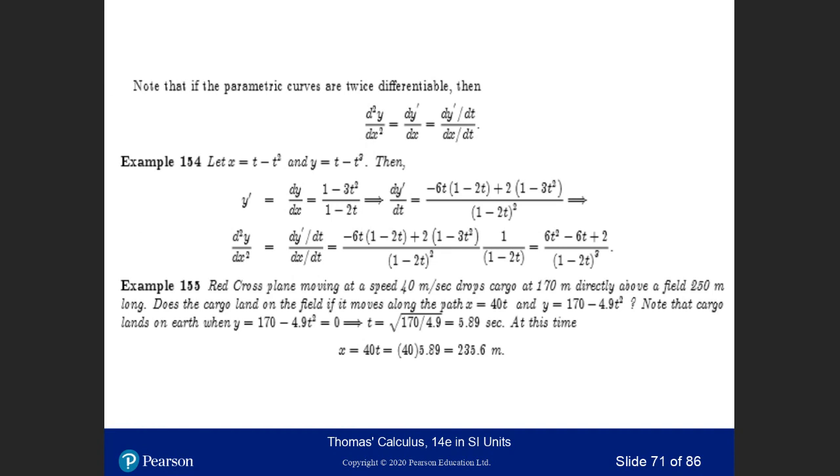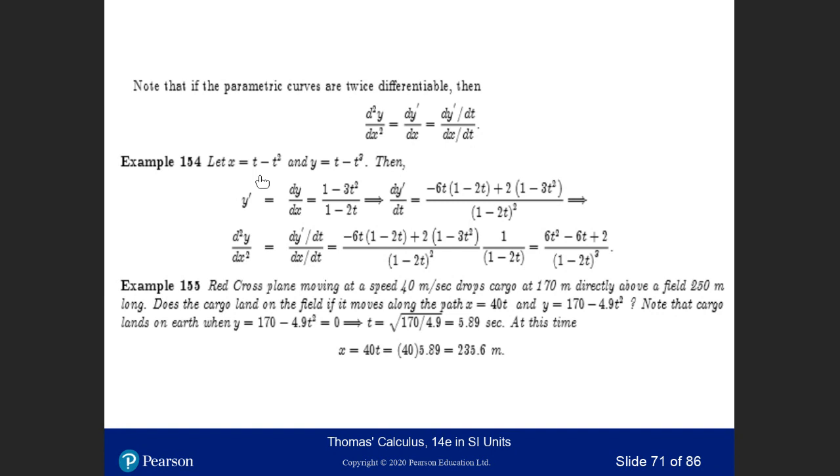Let's continue. Now we can take the second derivative of parametric curves also. So the second derivative, of course, with respect to x. What you do is, if you calculate the first derivative, and then you take the derivative of y prime with respect to x, that's the second derivative. But according to the chain rule, it is dy prime dt divided by dx dt. That's what we get. Let's demonstrate this in an example.